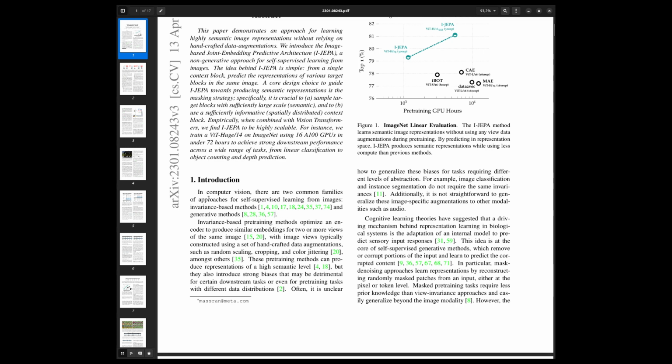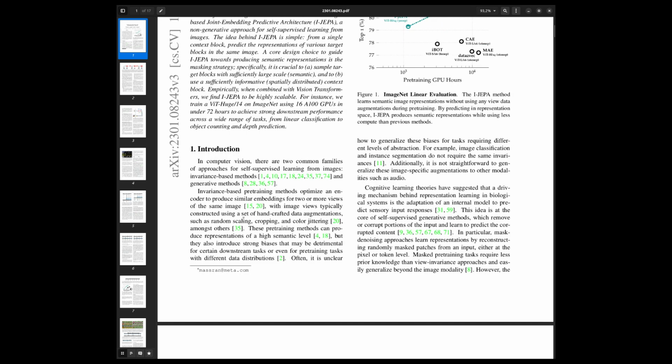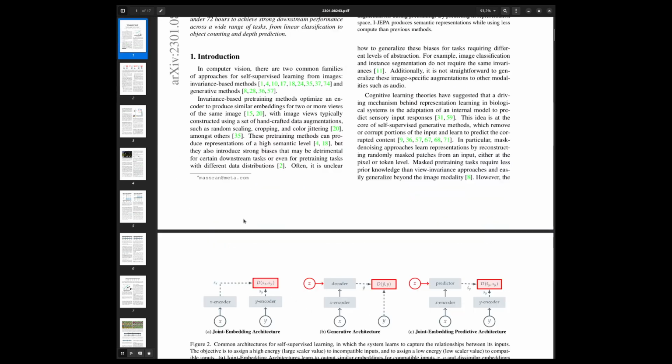So let's have a look at the introduction, and if we think that it is not worth it, I guess that we can skip it.